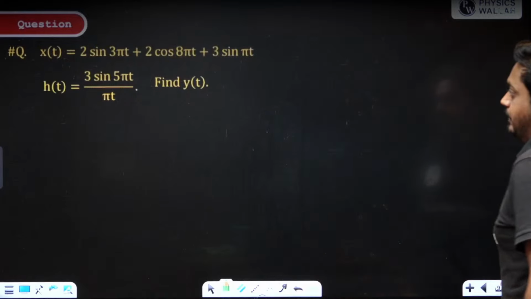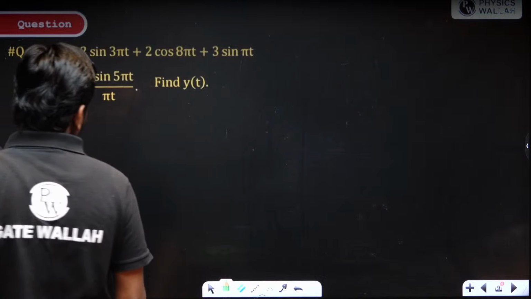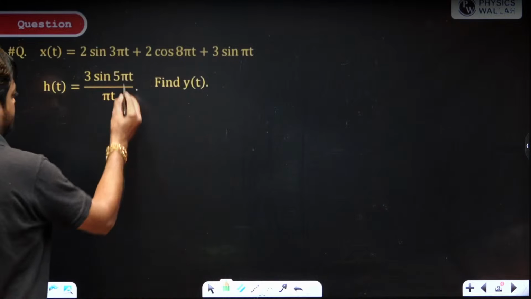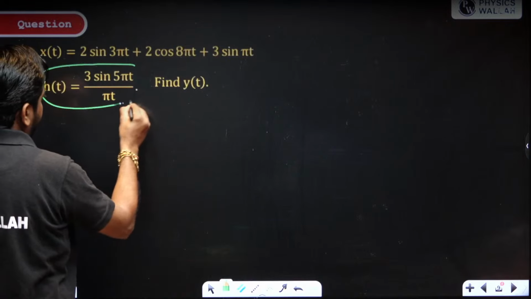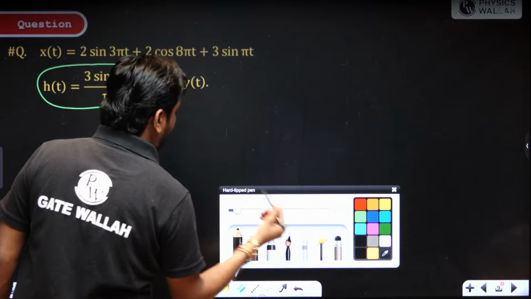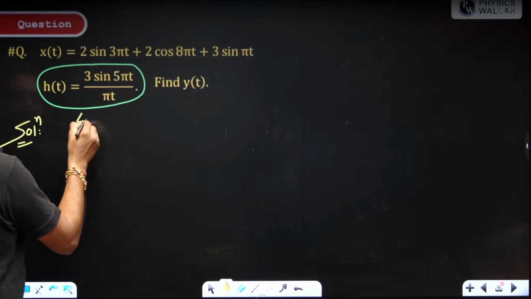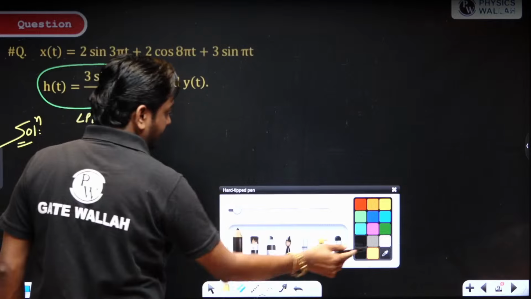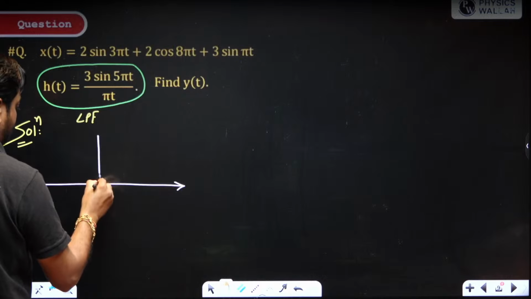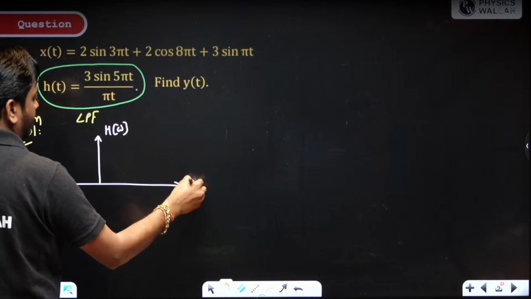Now the next question. Filter question. 2 sin 3 pi t plus 2 cos 8 pi t plus 3 sin pi t. h of t is given. They are asking y of t. By looking at this, we can say this is the impulse response of a low pass filter. This is nothing but a low pass filter. As this is a low pass filter, H of omega. Okay, filter concept.